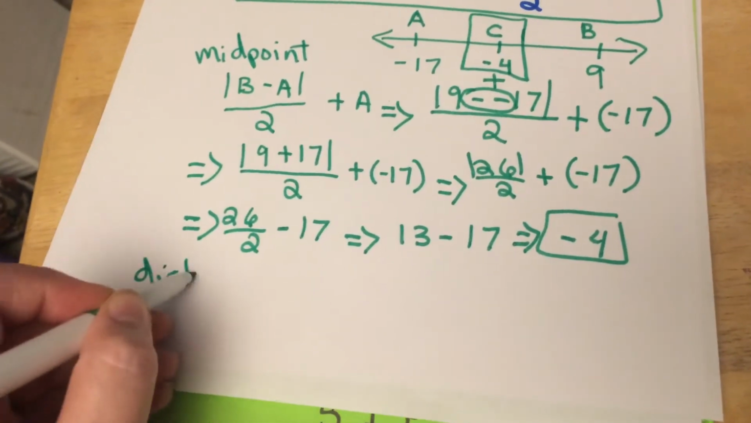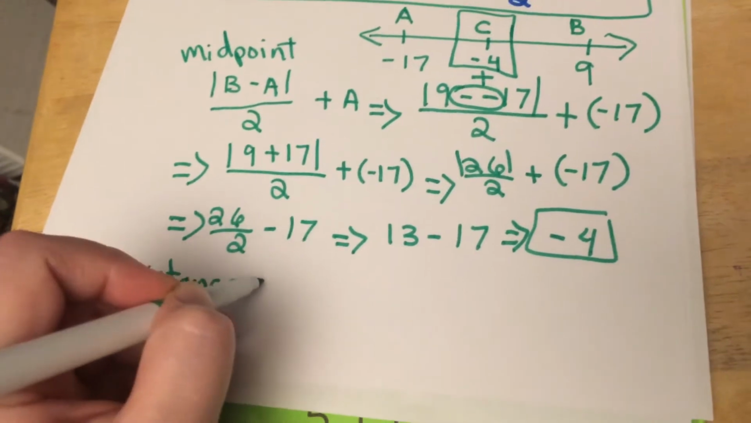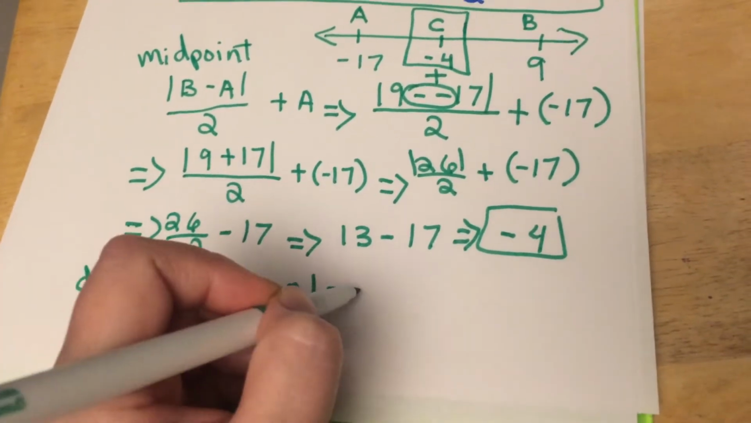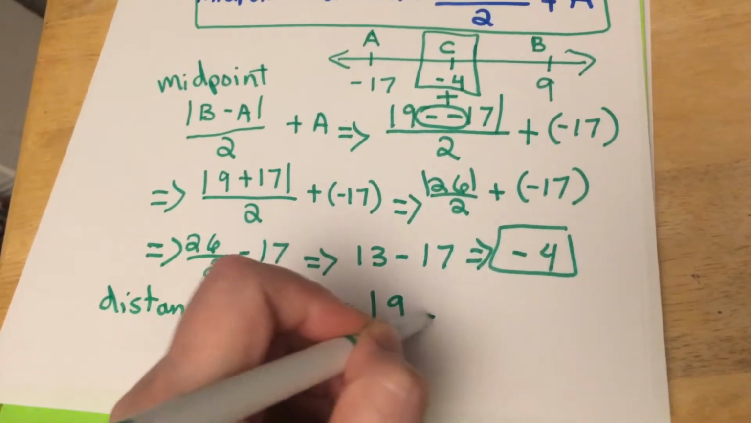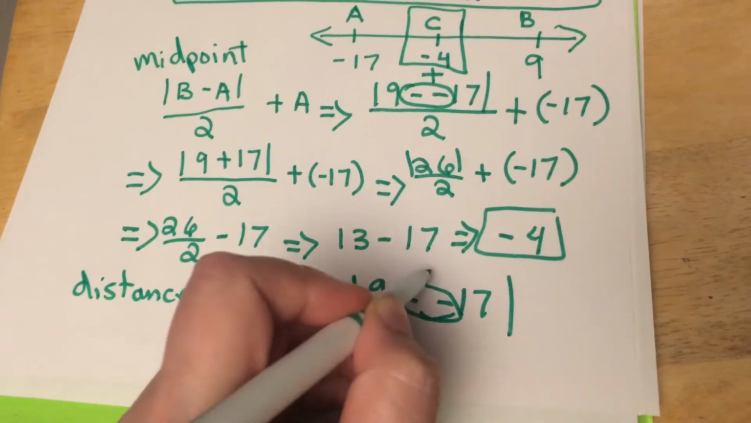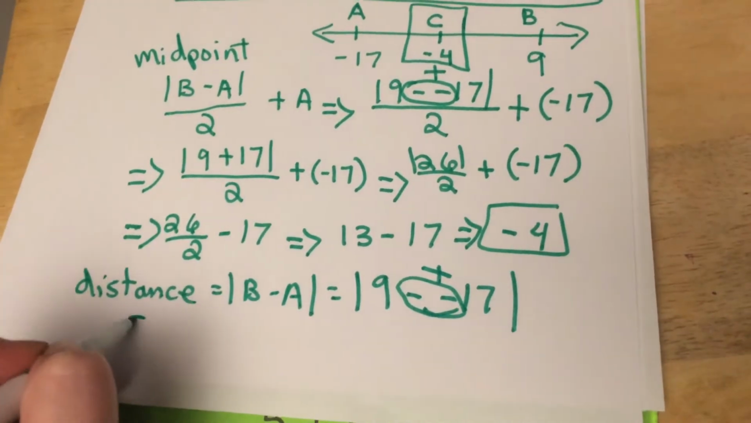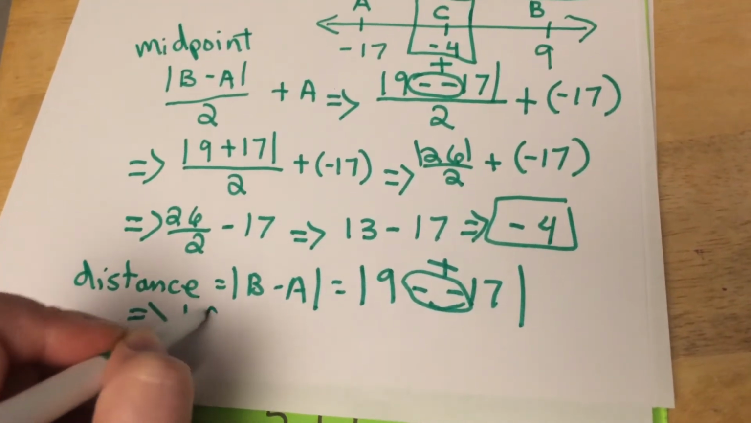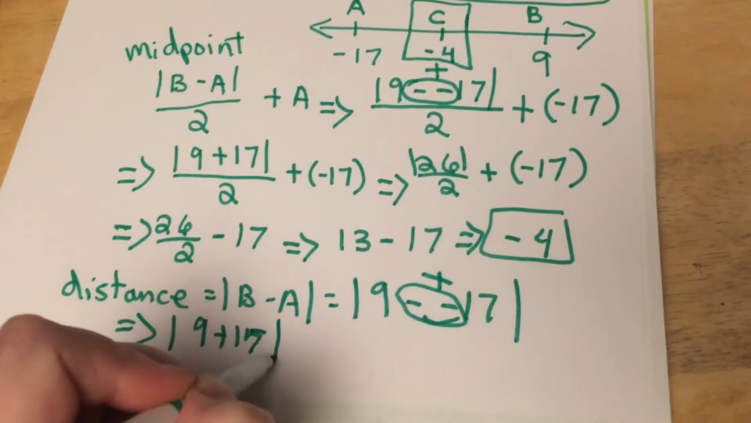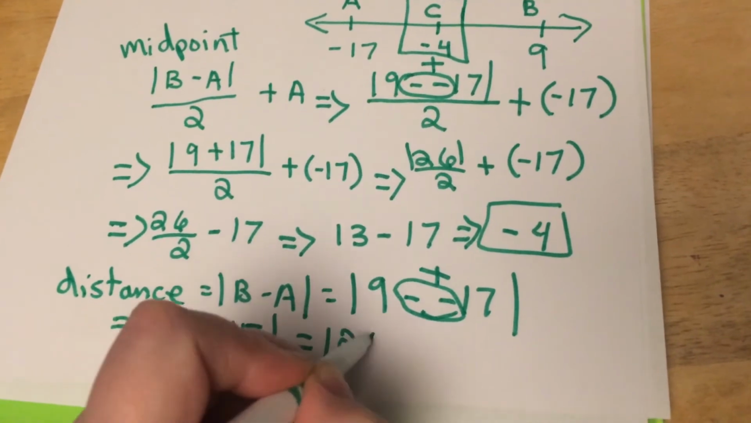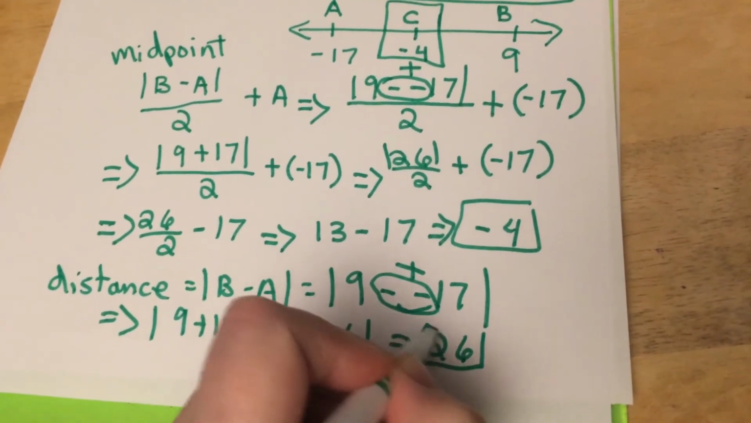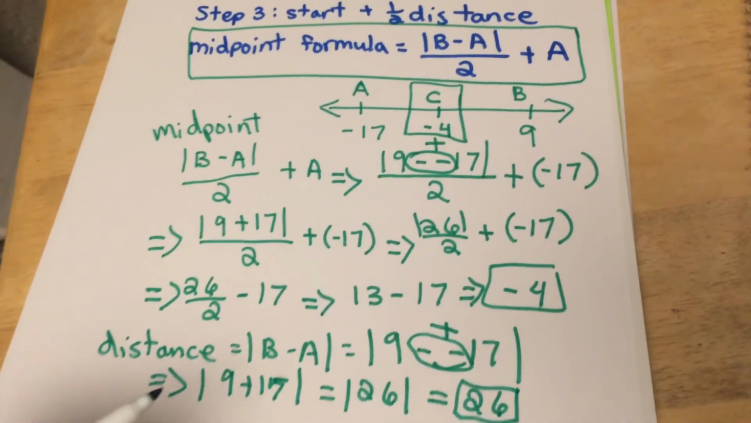So for distance, we just use the absolute value of B minus A. So the absolute value, so B is 9 minus a negative 17. Again, the two minus signs create a positive. So then we have the absolute value of 9 plus 17. So then that's going to give us the absolute value of 26, which is equal to 26. So our distance is 26 and our midpoint is negative 4.